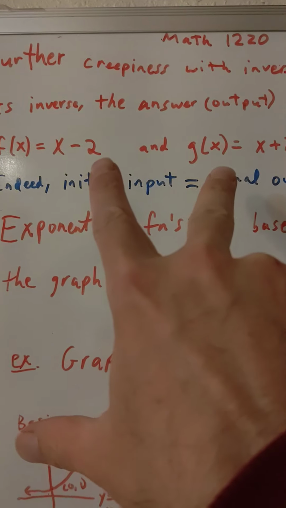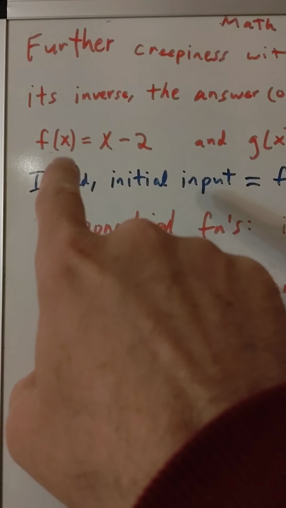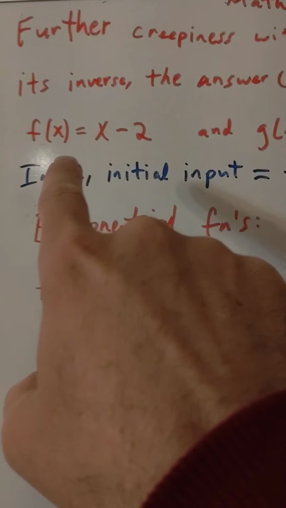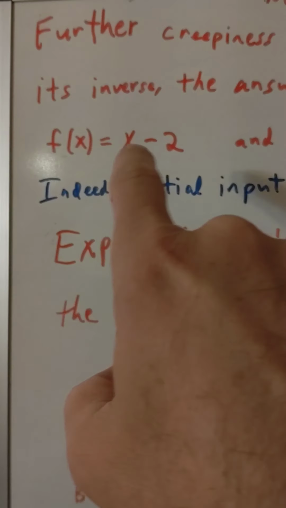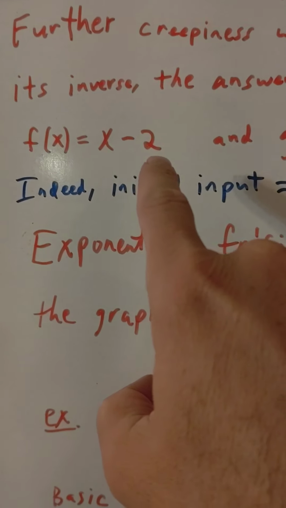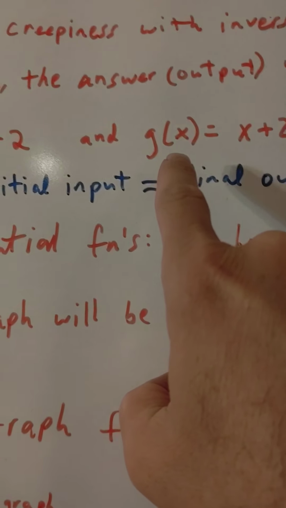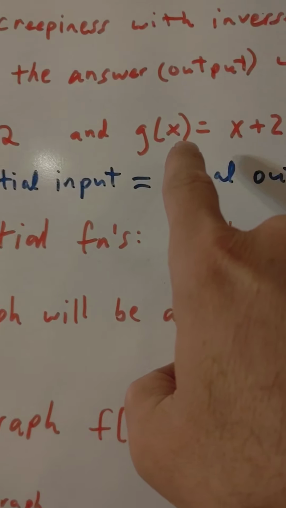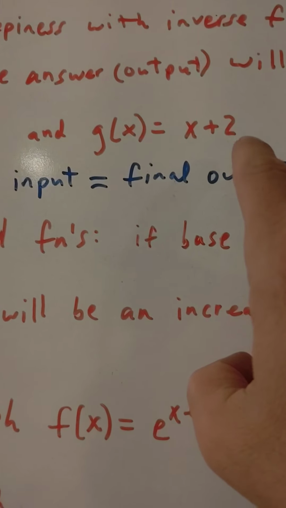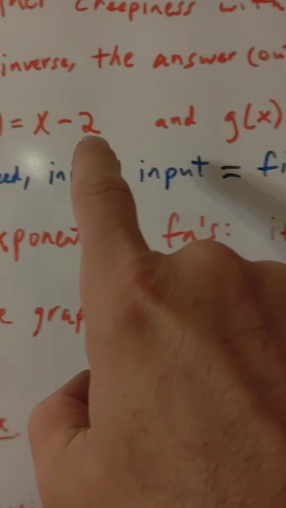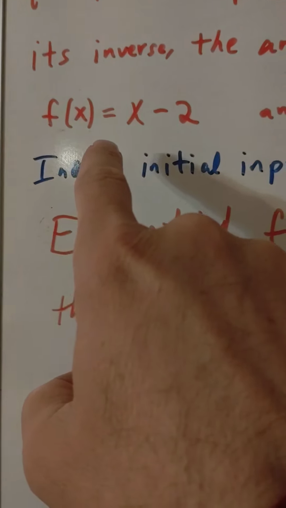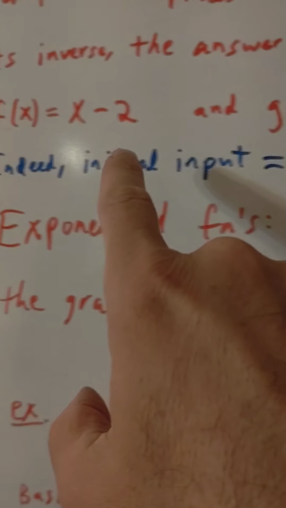One undoes the other. Like if I let x equal 7, that's my initial input, what's f of 7 going to be? 7 minus 2 is 5. And if I plug that output of 5 into the inverse function, what's g of 5 going to be? 5 plus 2 is 7. So notice, isn't that final output of 7 the initial input? Remember I said let's let x equal 7? That was the initial input.